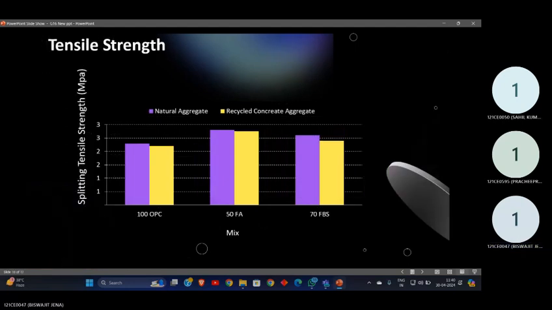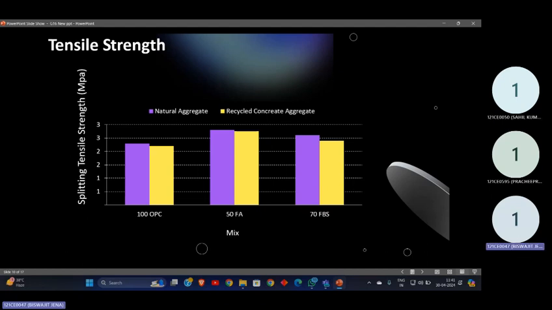Then, tensile strength. Here in the y-axis we observe splitting tensile strength. Splitting tensile strength is the measure of how much stress a concrete mix can withstand before it splits or cracks. And in the x-axis we observe OPC, FA, BFS.